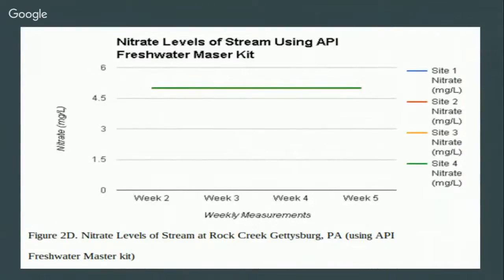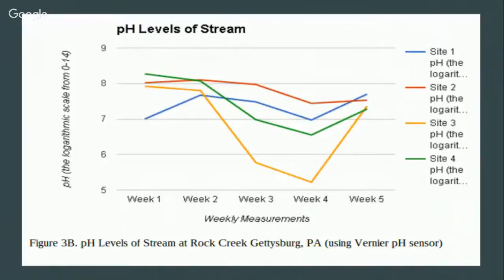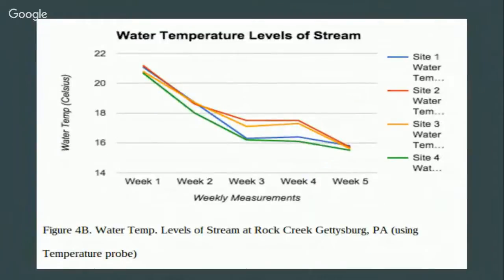pH levels show a decrease at all sites during week 4, with the most dramatic decrease being found at Site 3. Water temperature levels showed that during the testing time, the temperature decreased as the weeks went on in correspondence with the decreasing air temperature.